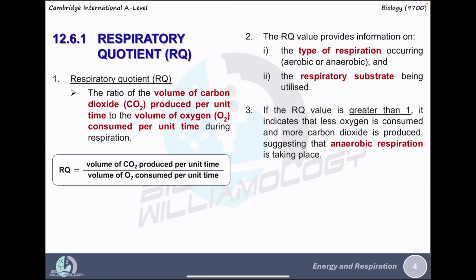Generally, if the RQ value is greater than 1, it indicates that less oxygen is consumed and more CO2 is produced, suggesting that anaerobic respiration is taking place.